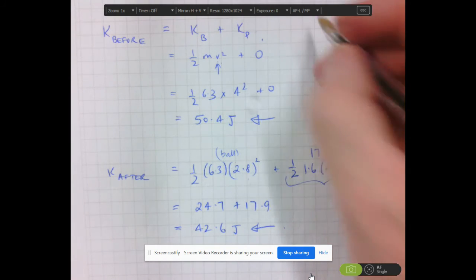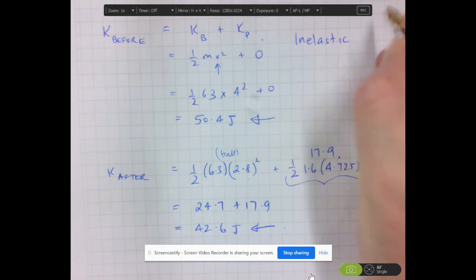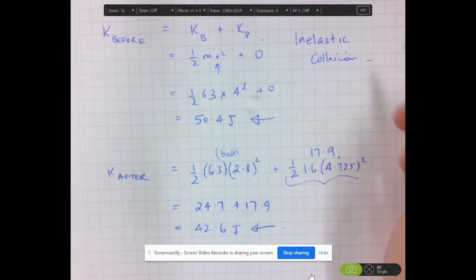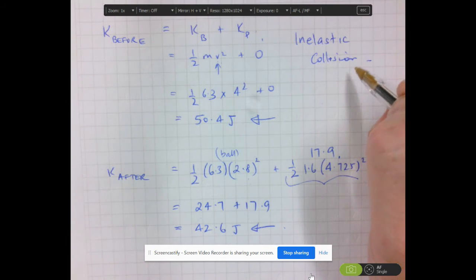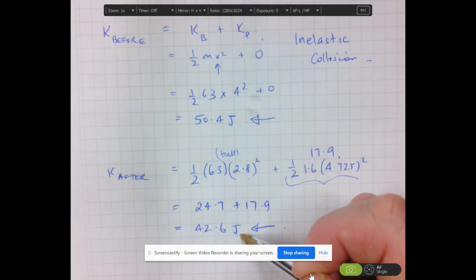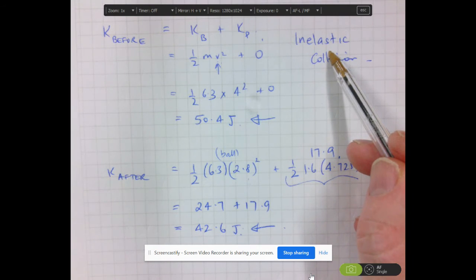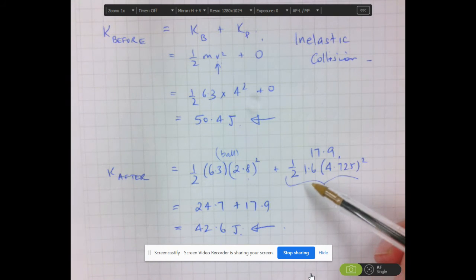So firstly, we can say that this is an inelastic collision. Okay. Now remember we have degrees of elasticity. Perfectly elastic would mean this number here and this number here are exactly the same. So it's only losing around about 8 joules. Okay, so even though it's inelastic because it's losing, it is reasonably elastic. It's not as if they're joining together and becoming combined together.